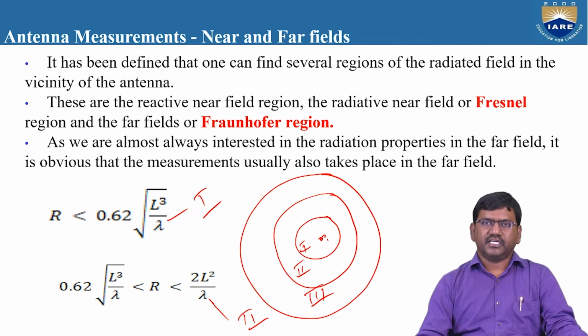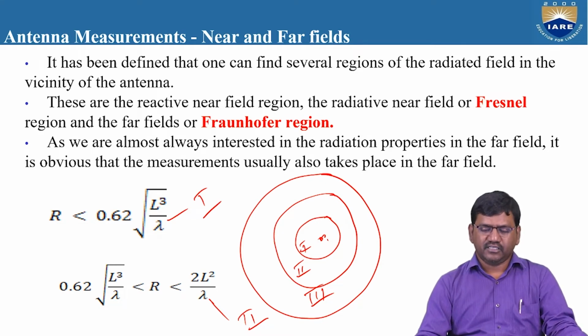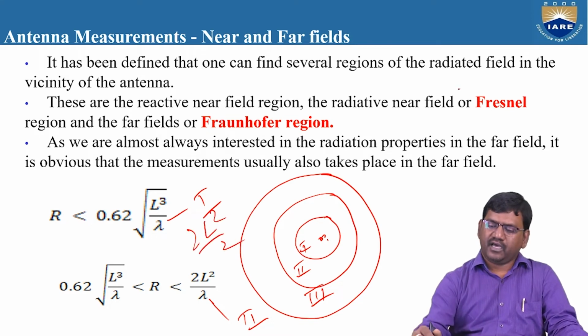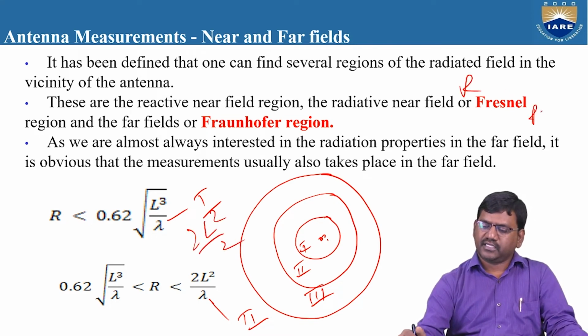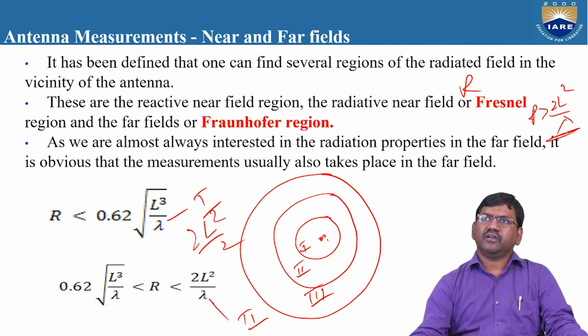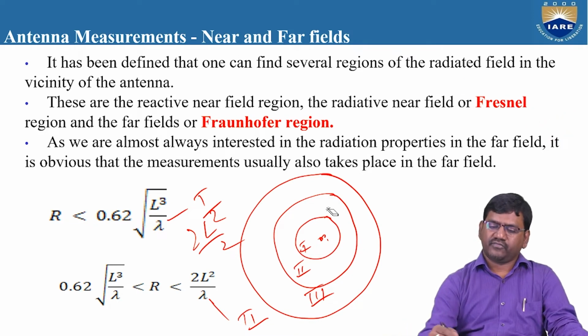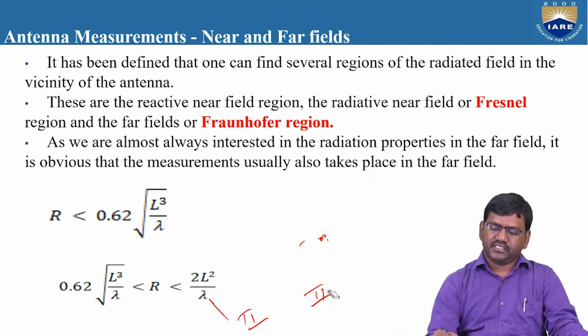And if r is greater than 2 L square by lambda, then that region we call the far field region. That is 2 L square by lambda. If r is greater than 2 L square by lambda, then this condition we call the far field region. So these are the three regions.